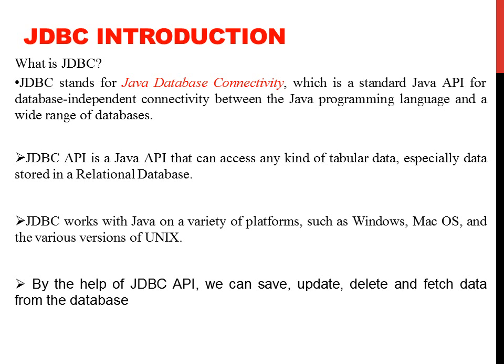It establishes database independent connectivity between the Java programming language and any database. It helps to access any kind of tabular data, that is any kind of relational database. And it is platform independent. It can work on a variety of platforms like Windows, Mac OS, various versions of Unix, and using this JDBC API we can save or update, delete or fetch data from the database through a Java application.